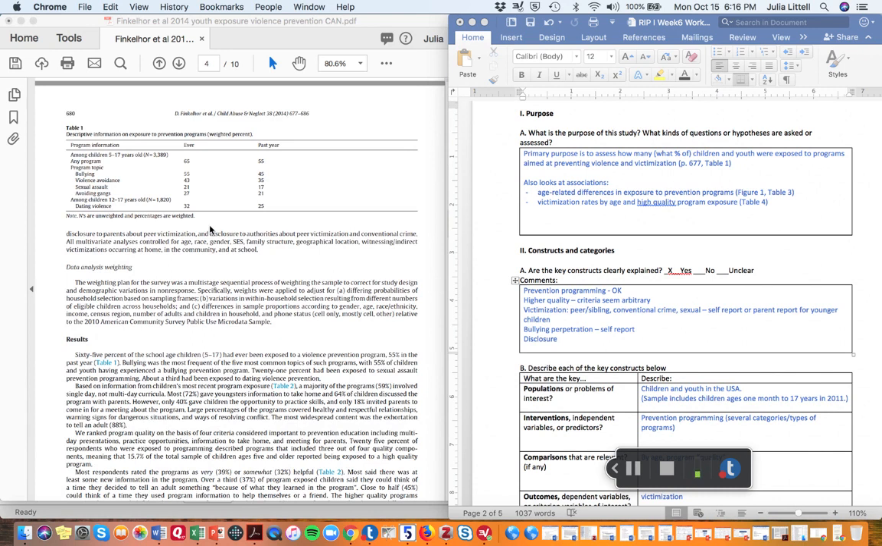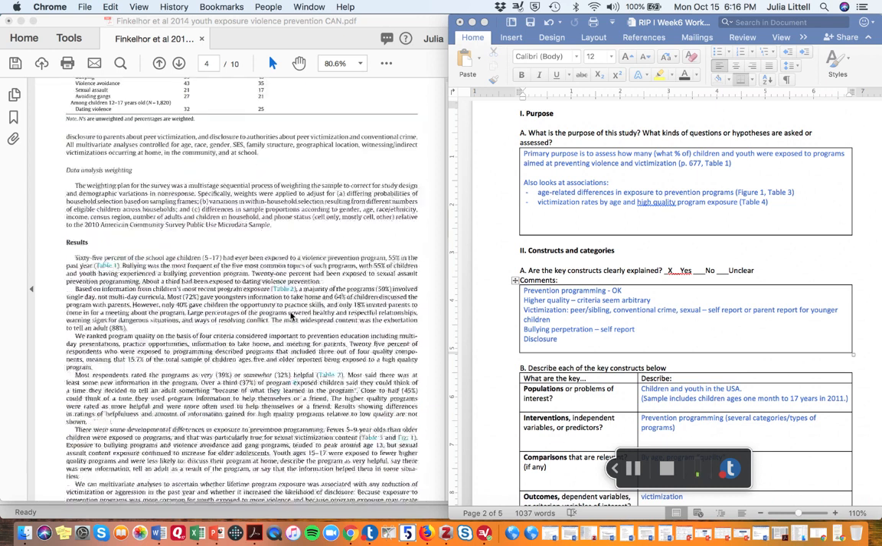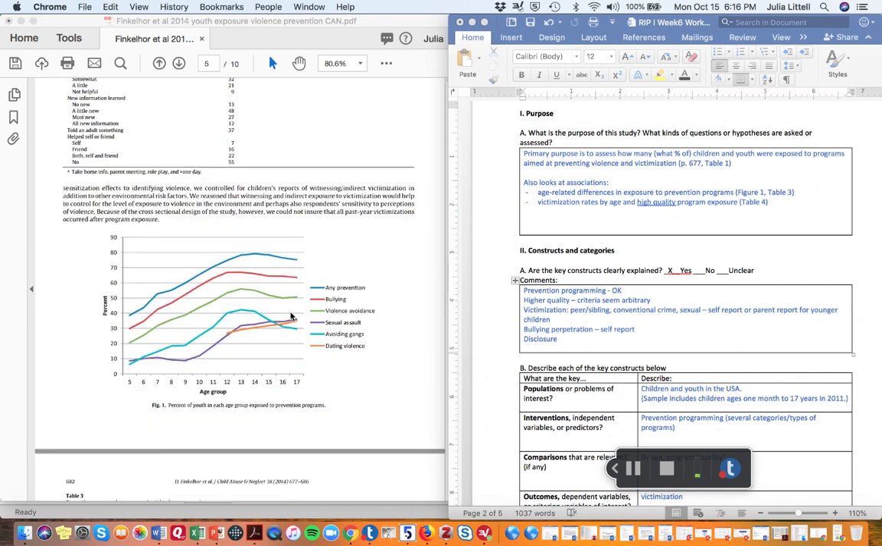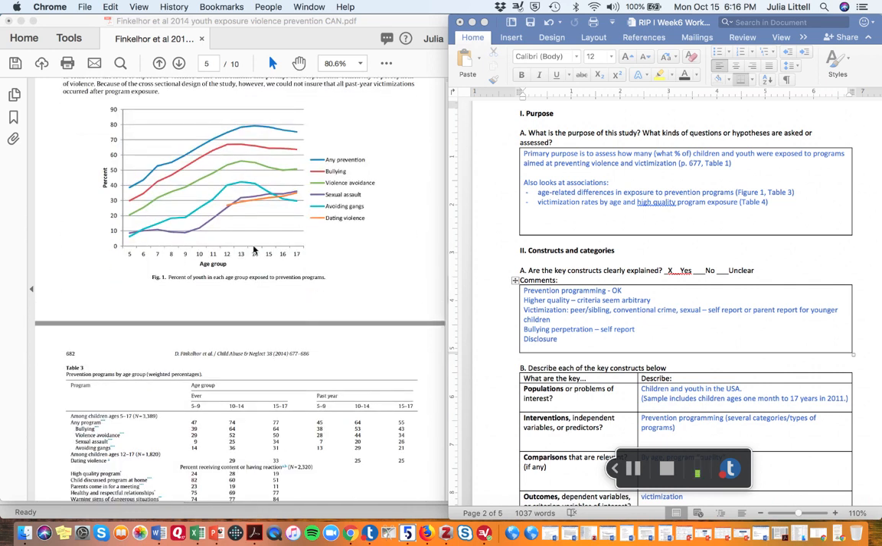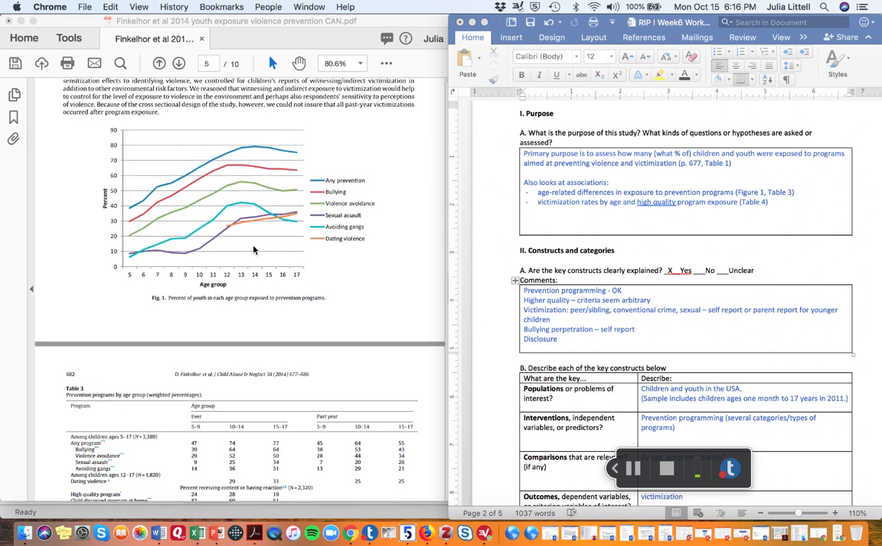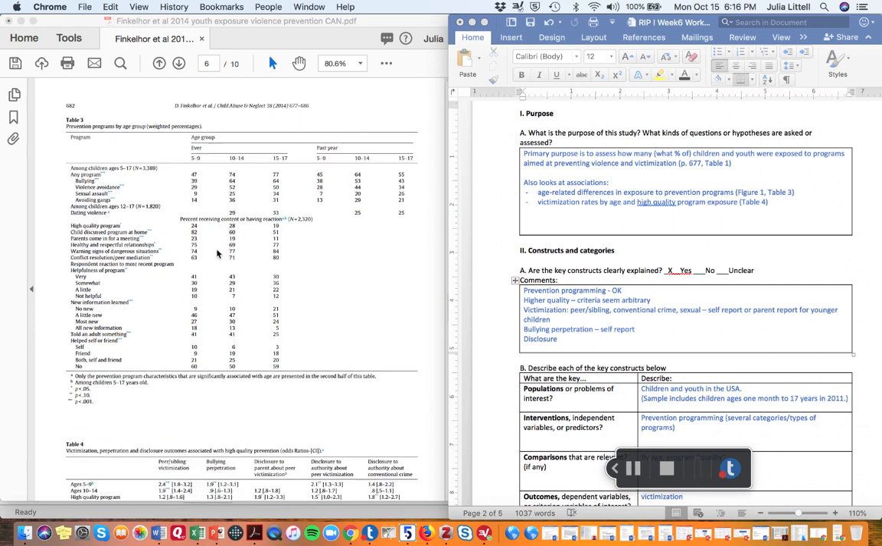This is the sort of main data from this article. Now these are percentages, the percentages of children exposed to prevention programs ever and in the past year. The paper also looks at associations, as I said before, and you see this in figure 1 and table 3. Here's figure 1 showing exposure to different kinds of prevention programs by age. And you also see this in table 3, where they're by age, and the ages are grouped 5 to 9, 10 to 14, 15 to 17.